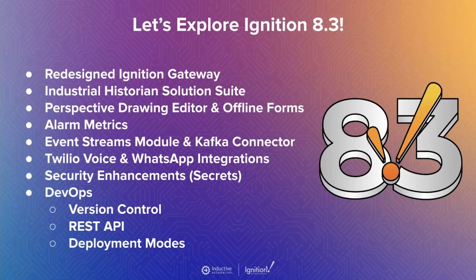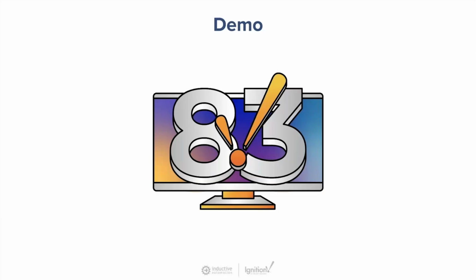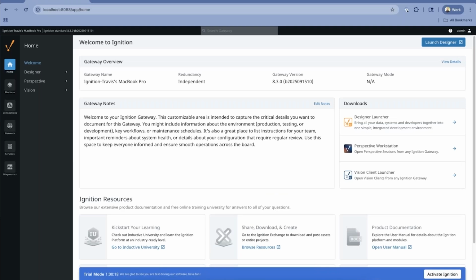So we're going to start first with the redesigned Ignition Gateway. We're going to look at the new web UI that's part of Ignition 8.3. So let me go over to that. Now you should be seeing my browser, and I have Ignition 8.3 installed on my machine.